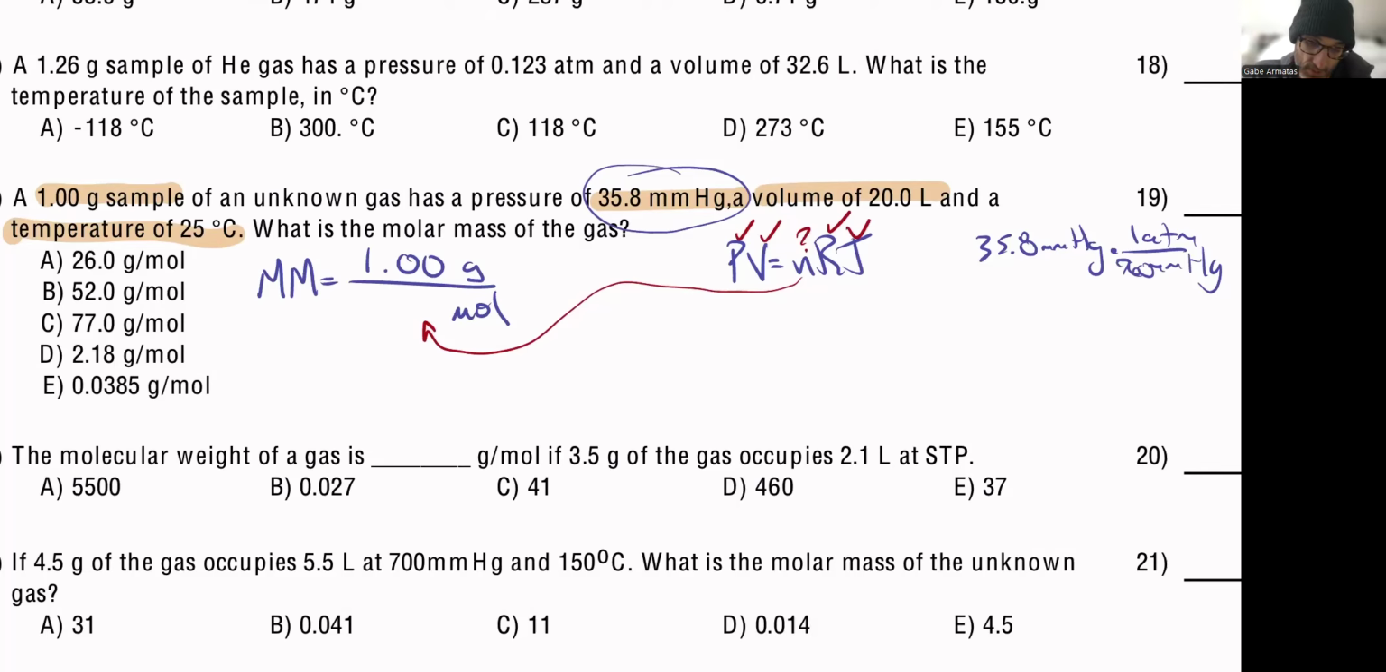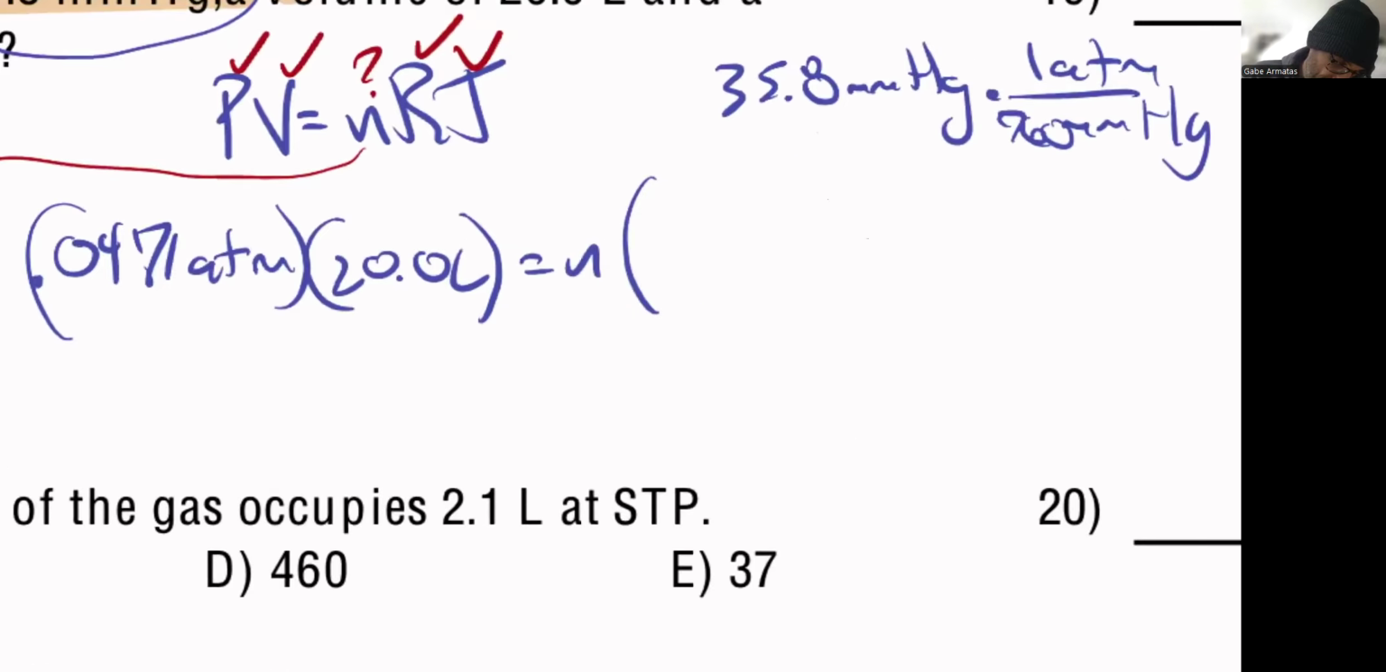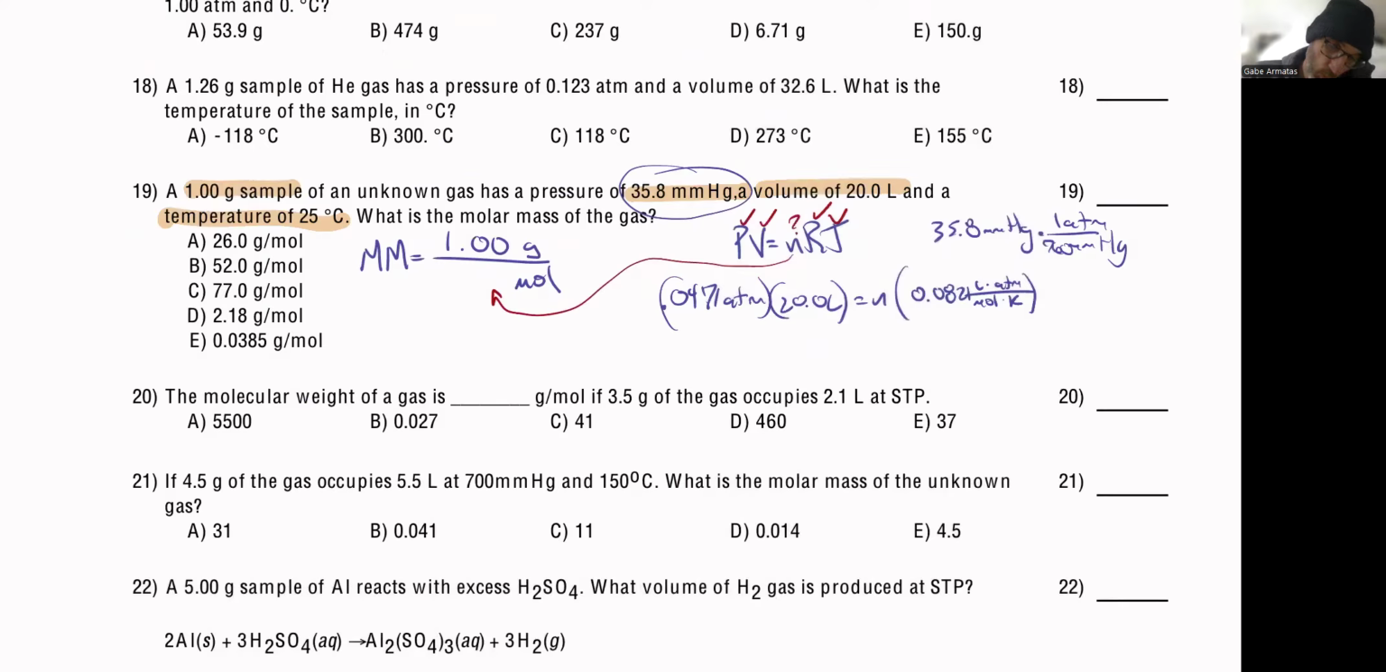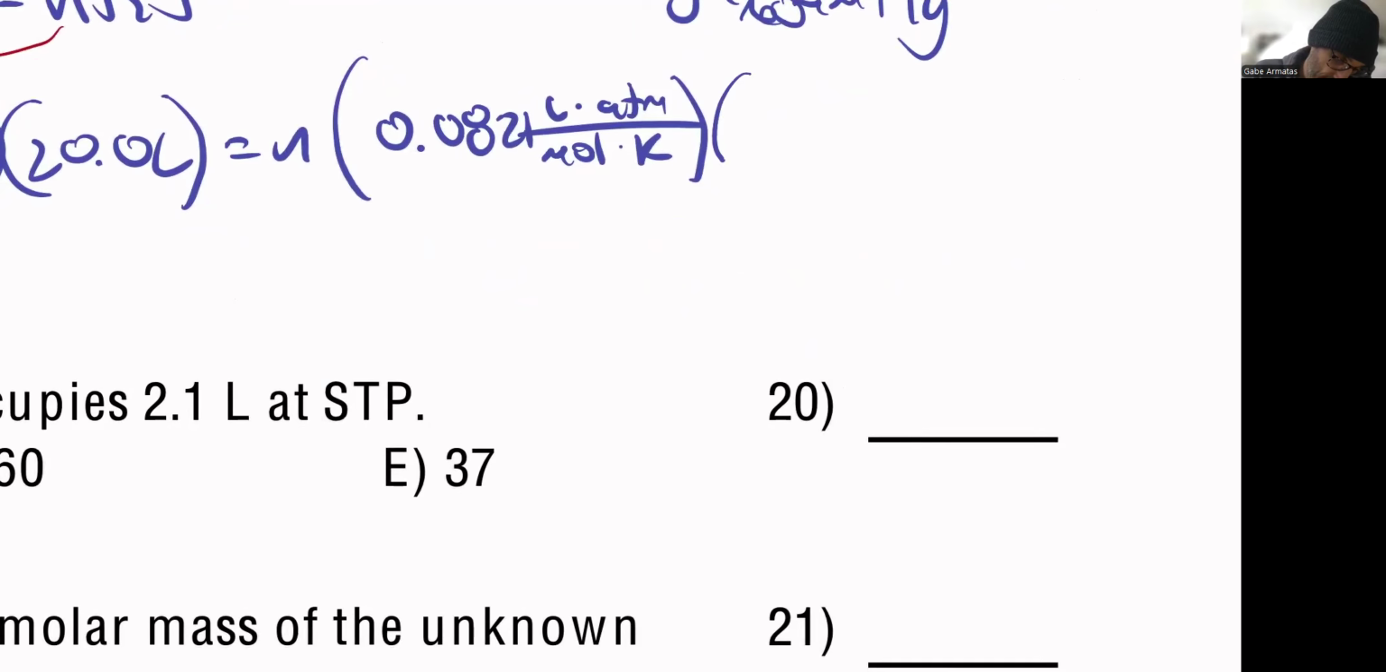Again, we have to match the units of R. So 35.8 divided by 760, 0.0471. So my pressure is 0.0471 atmospheres. My volume is 20 liters. I am looking for moles. My R is fixed as a constant, 0.0821 liter atmospheres per mole K. Okay. And my temperature is 25 degrees Celsius, which turns out to be 298 Kelvin.